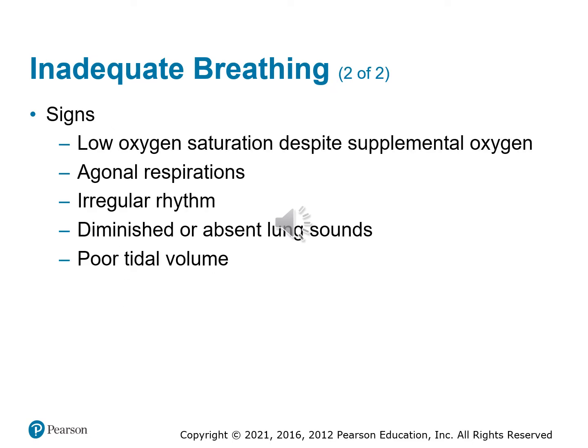When we say inadequate breathing, what's the patient going to look like? Well, they're going to potentially have agonal respirations. That's very irregular or sporadic. There might be some deep breaths and then some shallow breaths. Again, irregular rhythm. You're going to have a low pulse oximetry reading most likely. Diminished or absent lung sounds. Again, what are we hearing when we auscultate? And poor tidal volume. How much are they actually breathing in with each breath? If they're very shallow, that's poor tidal volume. We should be able to see chest rise and fall.